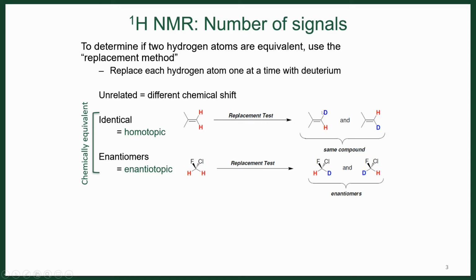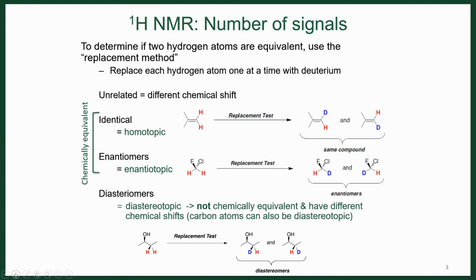And so a simple replacement by deuterium shows that we could then superimpose these two systems on one another, and we would not see any difference. Even in the case with enantiomers, we don't see any different NMR behavior. So even while these two compounds, the deuterium replacement test produces a pair of enantiomers, they still have the same NMR properties associated with them. So the chemical shift associated with each of these hydrogen atoms would be the same.